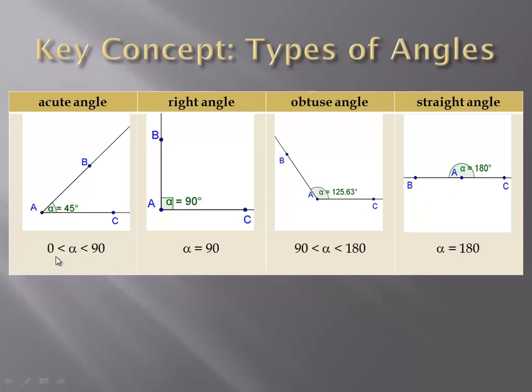An acute angle has a value that's greater than 0 but less than 90. A right angle has a measure of exactly 90 degrees. An obtuse angle is an angle whose measure is greater than 90 but less than 180. And a straight angle has a measure equal to 180 degrees.